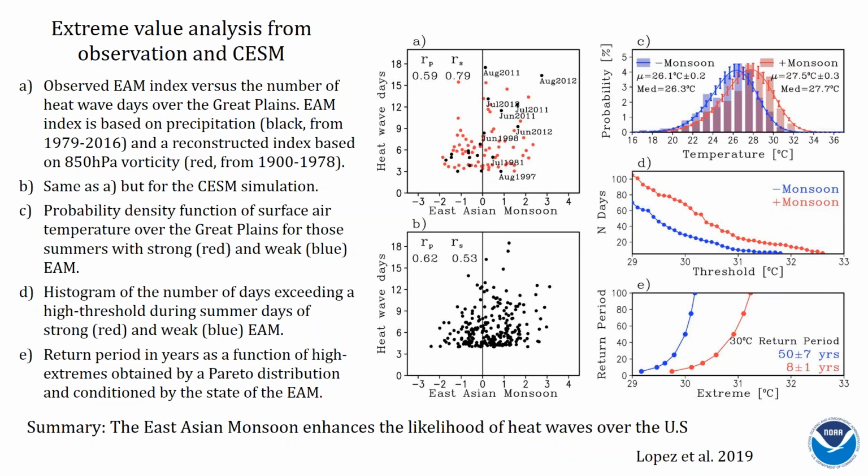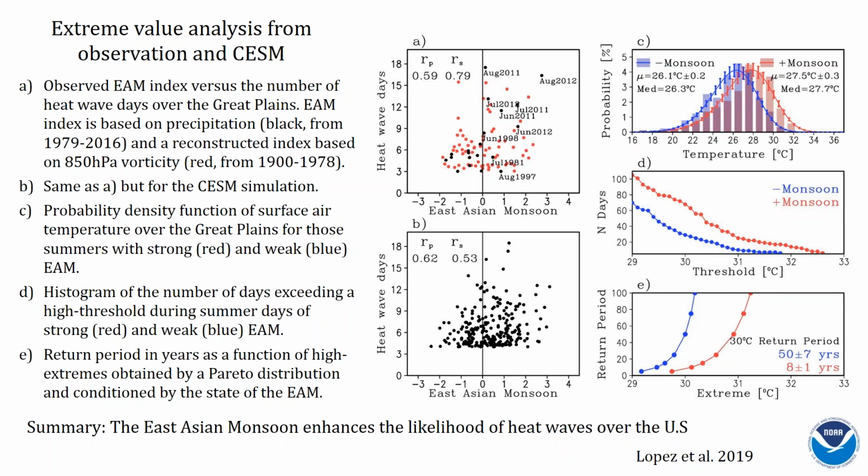So from observation and model, you see a good correlation, Pearson correlation RP and RS is the rank correlation. When you have a stronger East Asian monsoon, you tend to have more heat wave days. And this is validated with panel C. This is just a PDF, a stochastic skew PDF, which includes the skewness and higher moments.